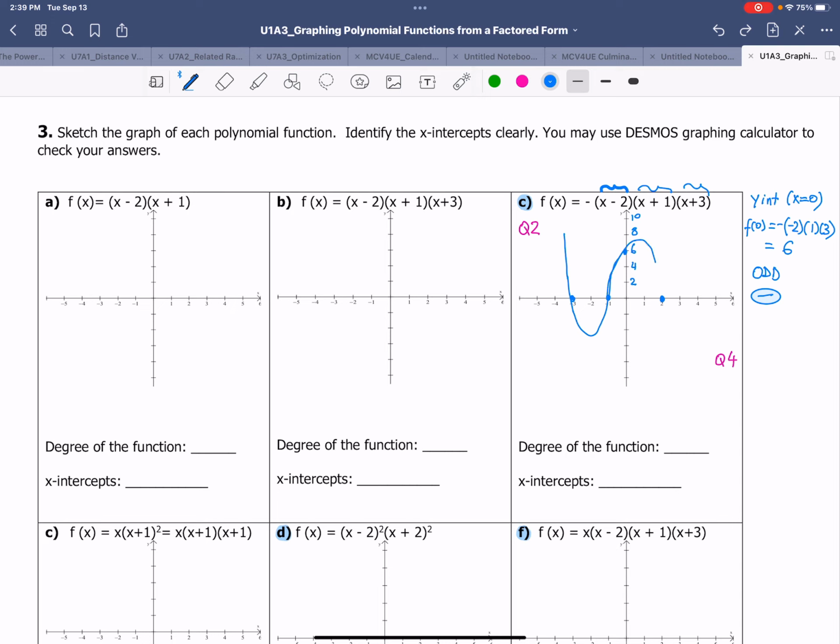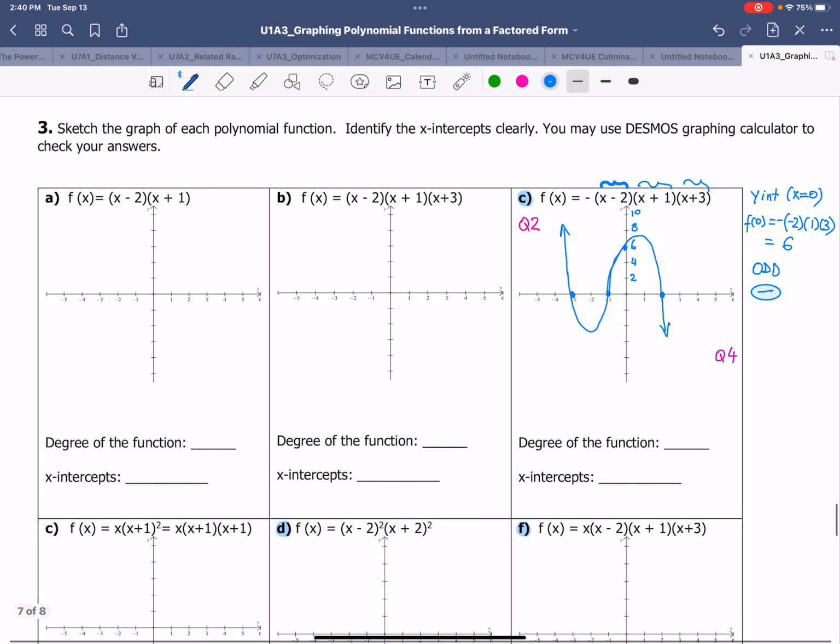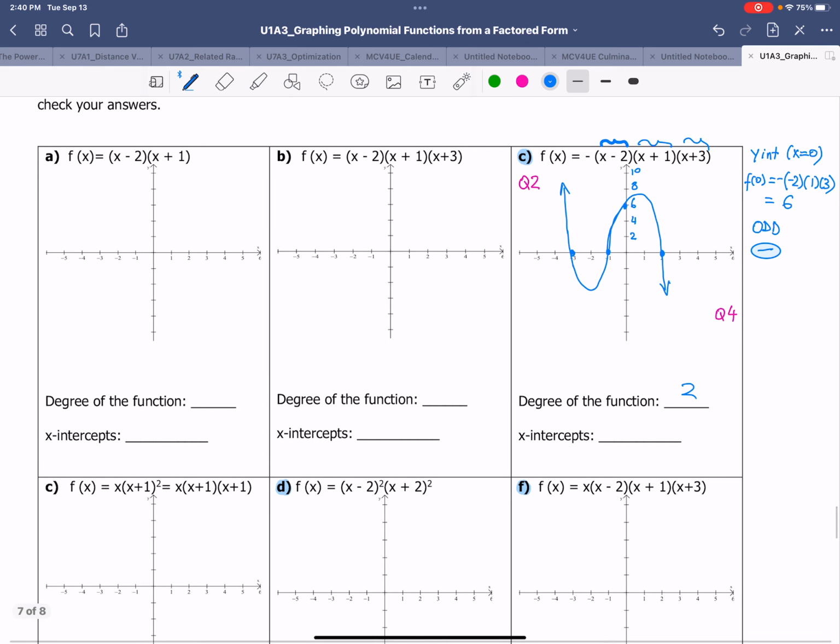And then I'll make a turn somewhere and then I'll go down this way. And voila, this is the graph of this function, or a sketch, not a graph. And we're going to say degree of the function is 3. X-intercepts are at 2, negative 1, and negative 3.